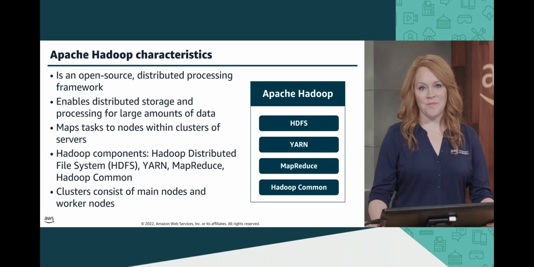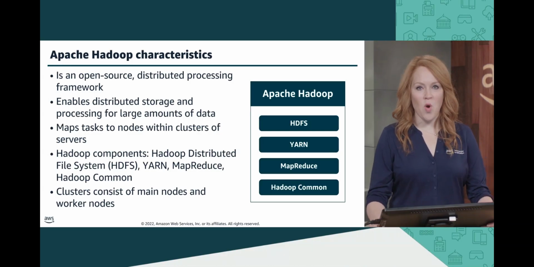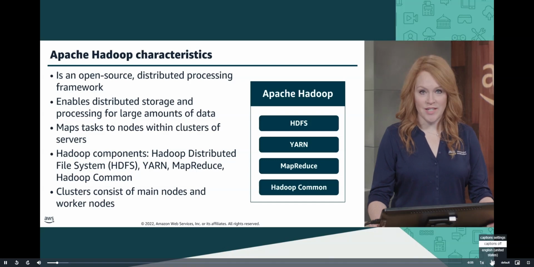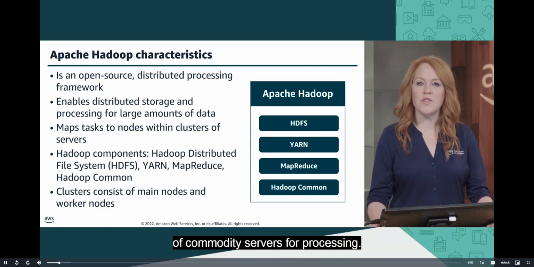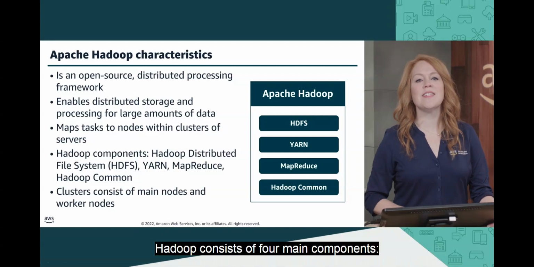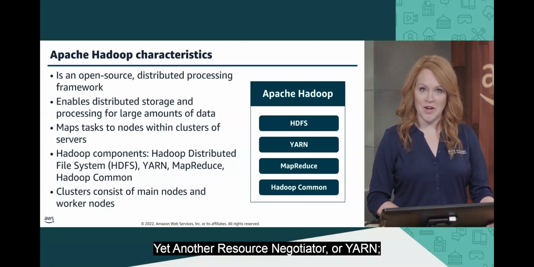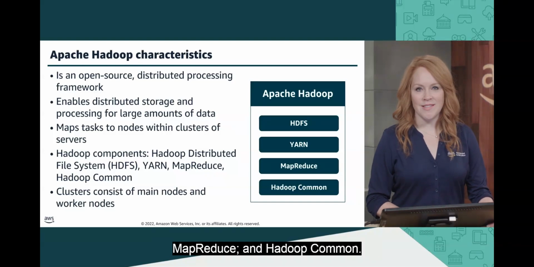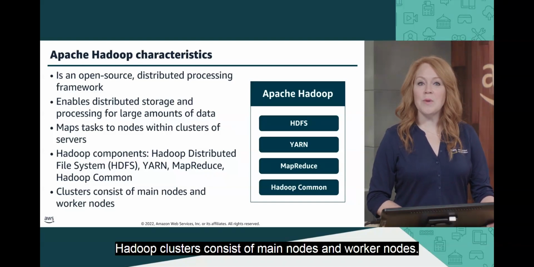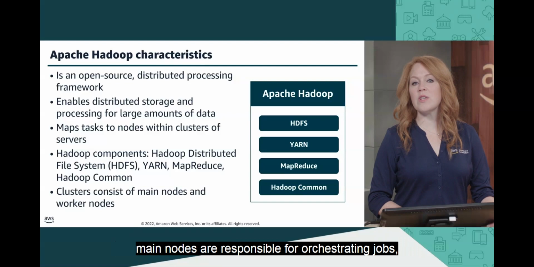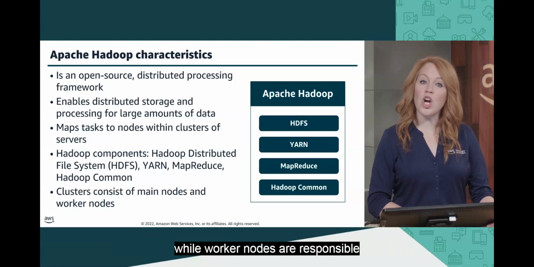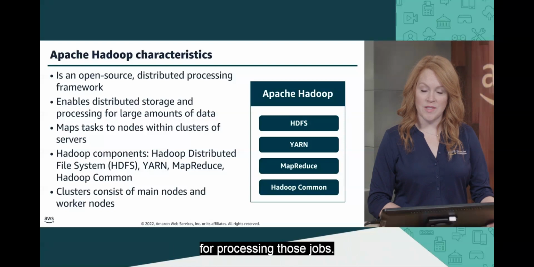This section introduces the Apache Hadoop processing framework. Hadoop is an open-source framework that uses a distributed processing architecture, mapping tasks to a cluster of commodity servers for processing. Hadoop consists of four main components: Hadoop Distributed File System, or HDFS, Yet Another Resource Negotiator, or YARN, MapReduce, and Hadoop Common. Hadoop clusters consist of main nodes and worker nodes. In this format, main nodes are responsible for orchestrating jobs, while worker nodes are responsible for processing those jobs.